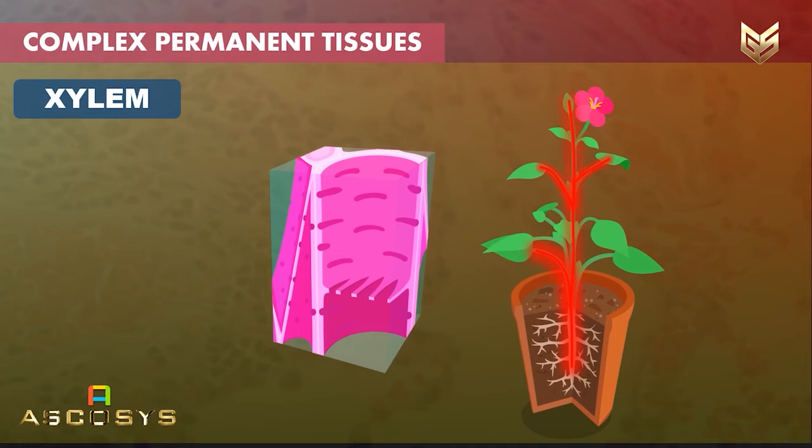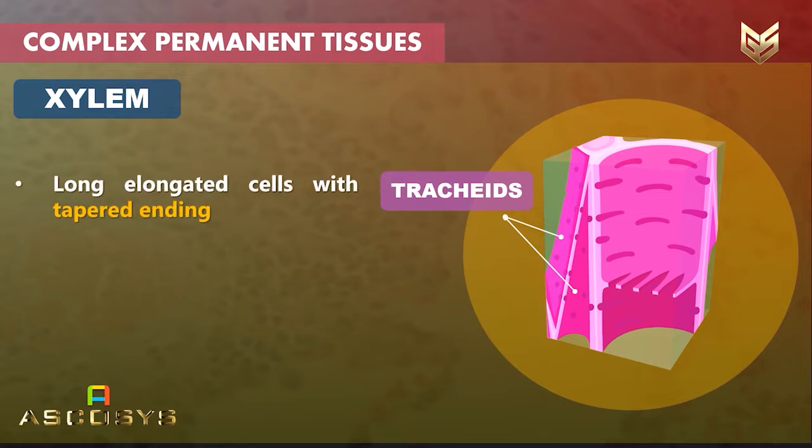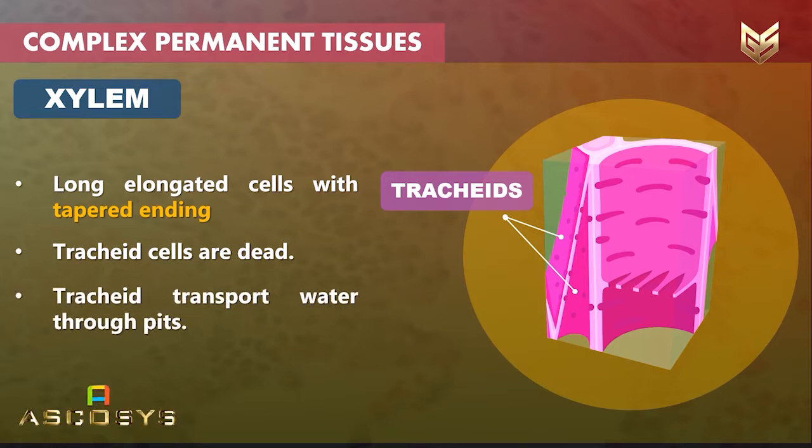Now, these xylem tissues are of different types. First one is the tracheids. These tracheids are long elongated cells with tapered endings, and these tracheid cells with tapered endings are dead cells, and they help in the transportation of water through their pits.